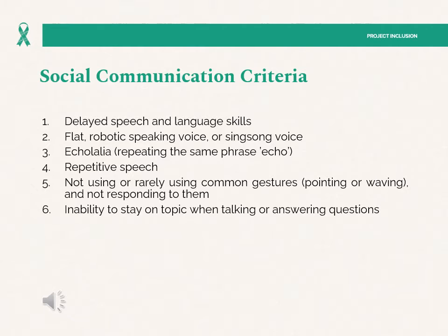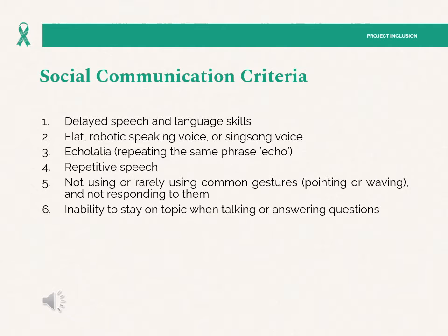Second symptom is a flat, robotic speaking voice or sing-song voice. Generally, children with ASD have a greater tendency of imitating or repeating the voices which they generally hear on the television. On the other hand, some of them may speak in a very monotonous or robotic fashion. Third is echolalia. It is like repeating the same phrase, like the word says, echo in English.